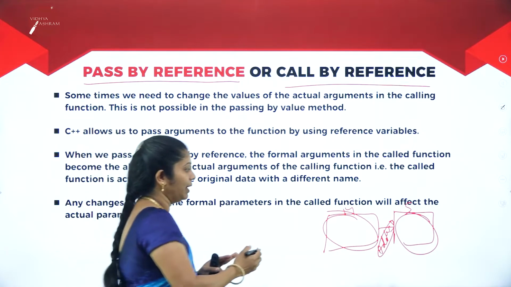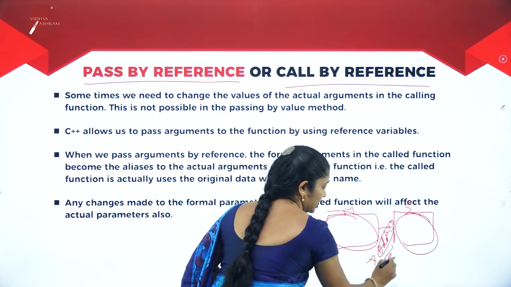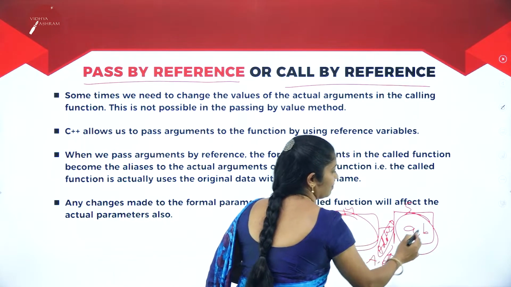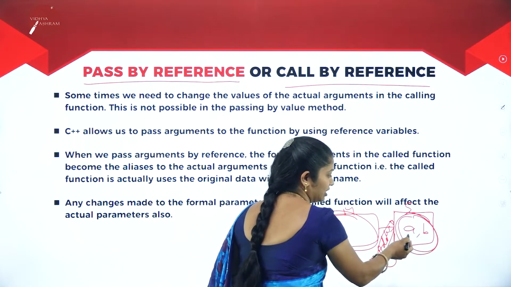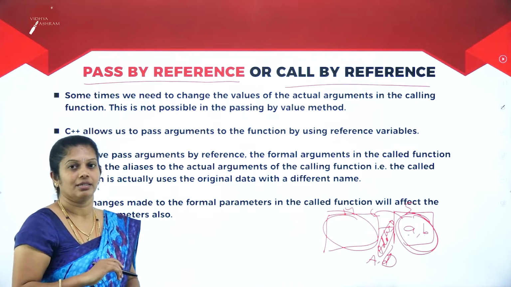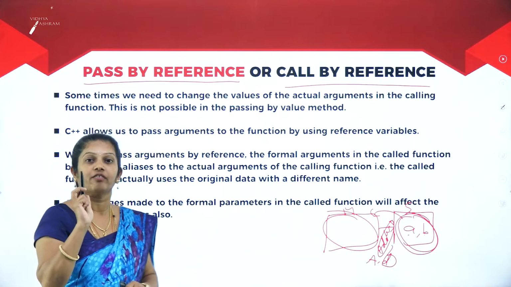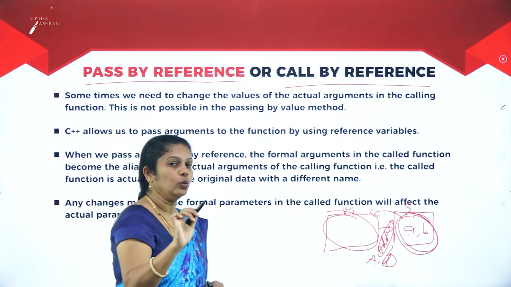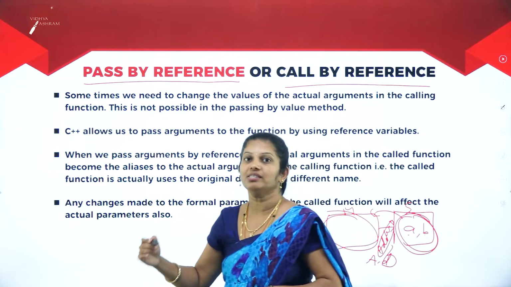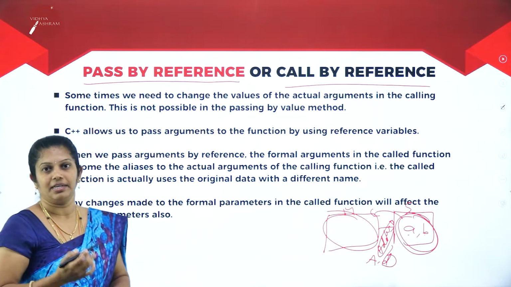Here, for example, when I send the A and B values, I send the address of A and B, and the same data is taken as A and B. Then it will work on this. If there is any change in A and B, that also affects the main program. That is nothing but call by reference or pass by reference. In value, it takes a copy and then works, whereas in reference, on that reference address, whatever data is there, it takes the same data and works on that.